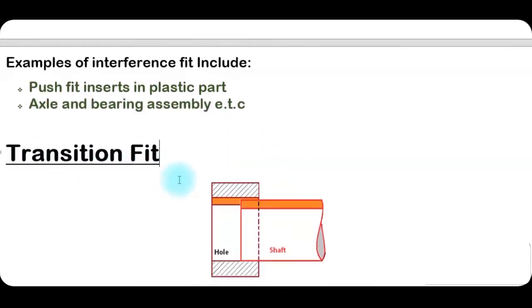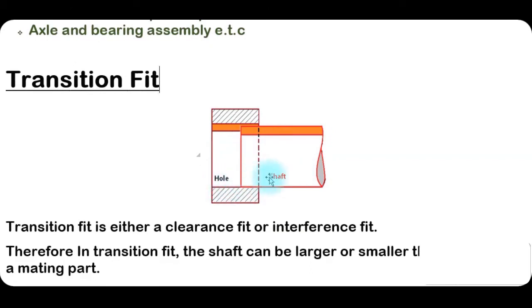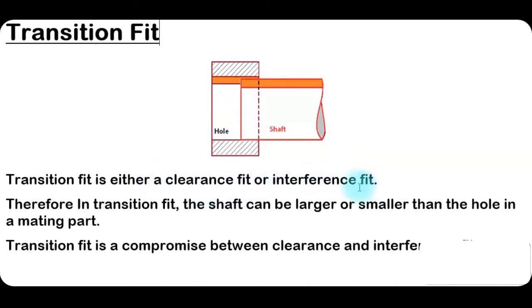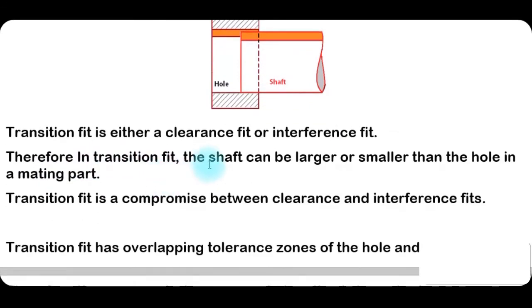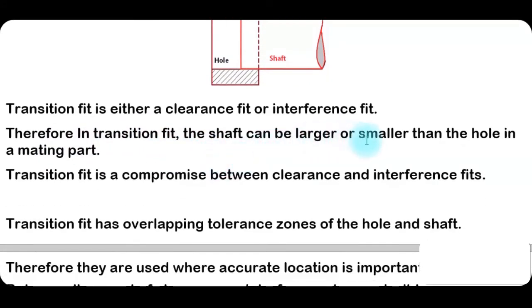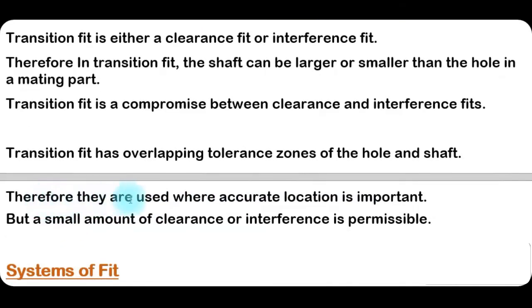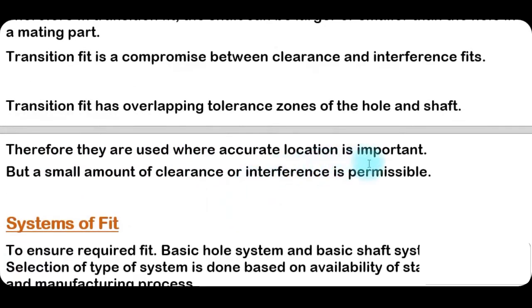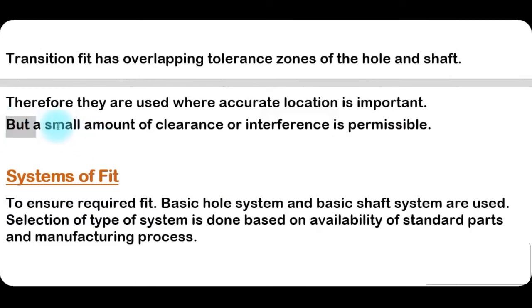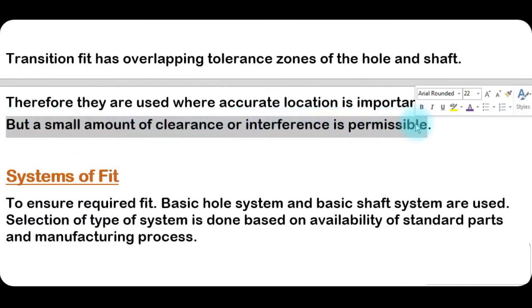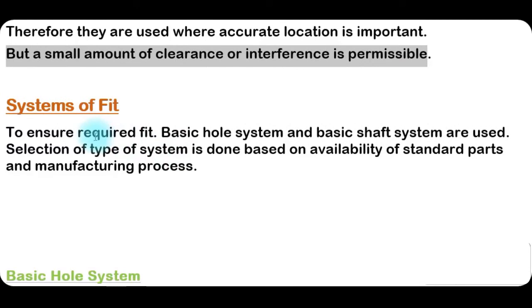And now transition fit. Transition fit is either clearance fit or interference fit. Therefore, in transition fit the shaft can be larger or smaller than the hole. In mating parts, transition fit is a compromise between clearance and interference fit. Transition fit has an overlapping tolerance zone of the hole and shaft. Therefore, they are used where accurate location is important, but a small amount of clearance or interference is permissible.